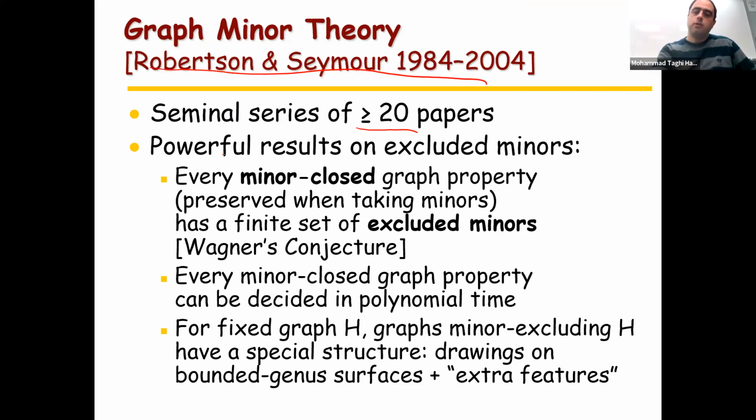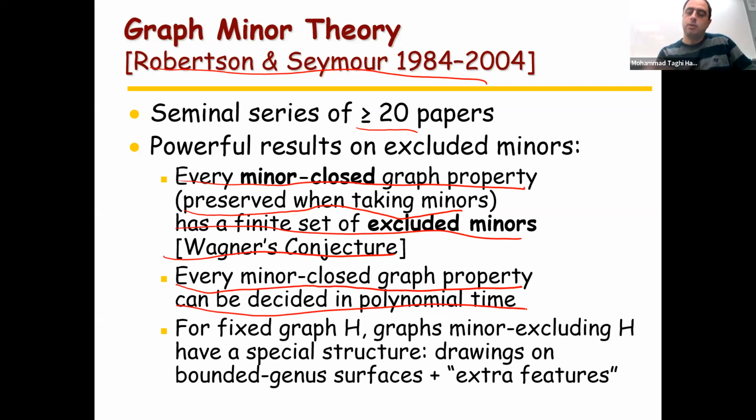And as I mentioned, this is a powerful result on excluded minors. Every minor closed graph property, meaning that if a graph has this property and you take a minor it still has this property, has a finite set of excluded minors, and the size of each of these minors is bounded. This is Wagner's conjecture. What are the implications? Every minor closed graph property can be decided in polynomial time.